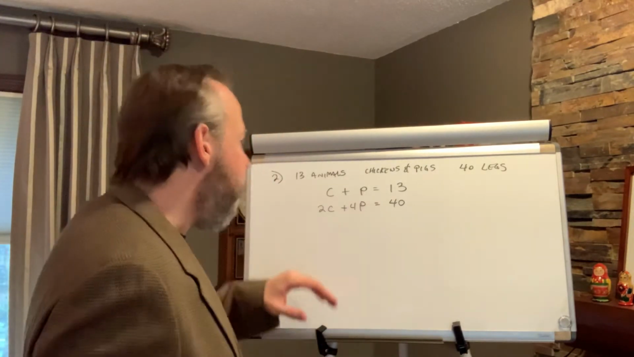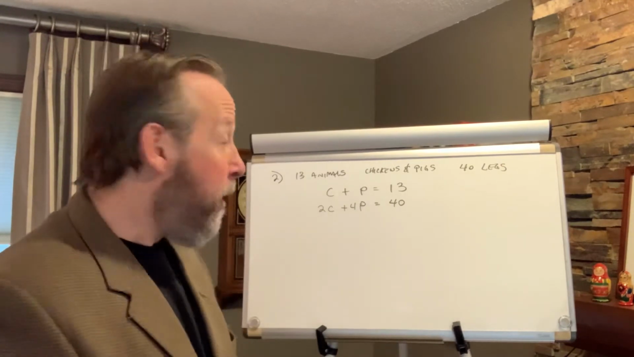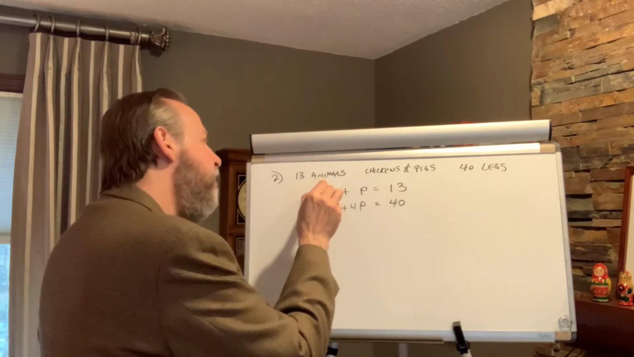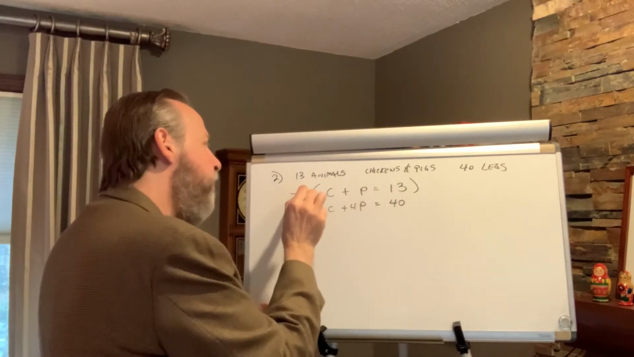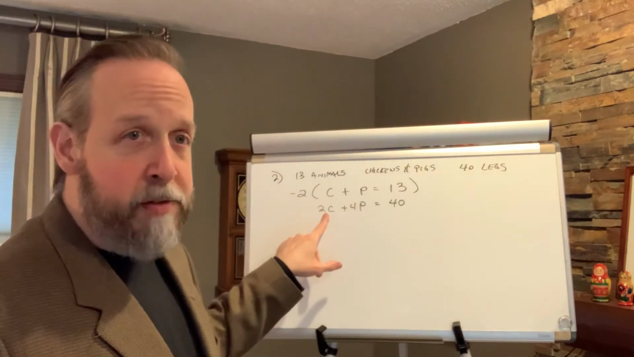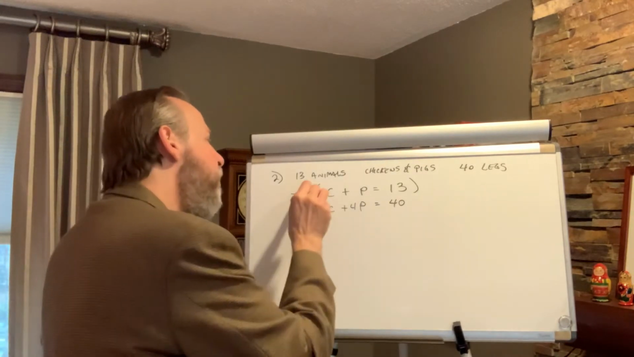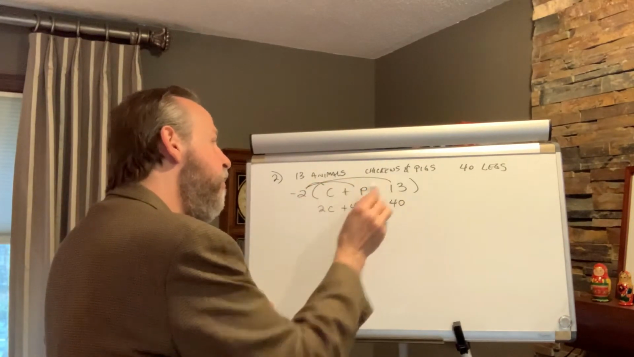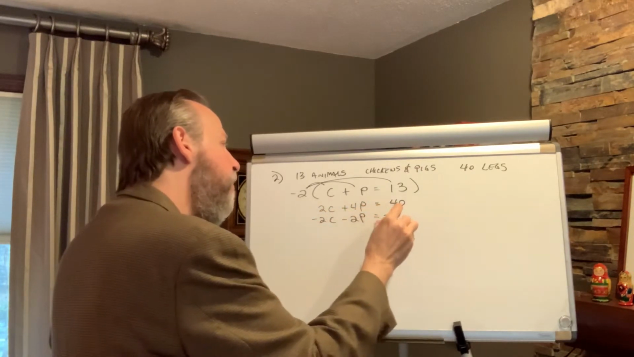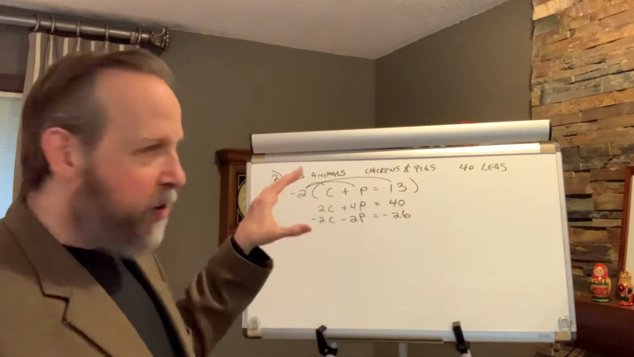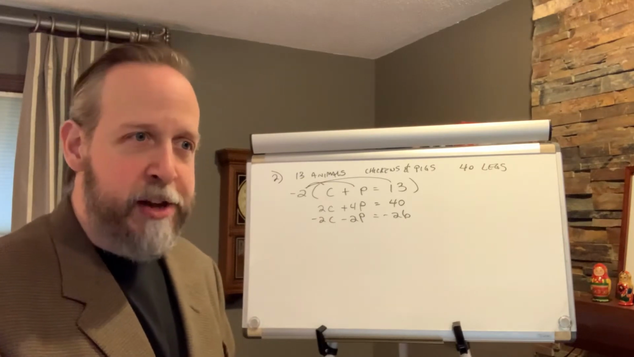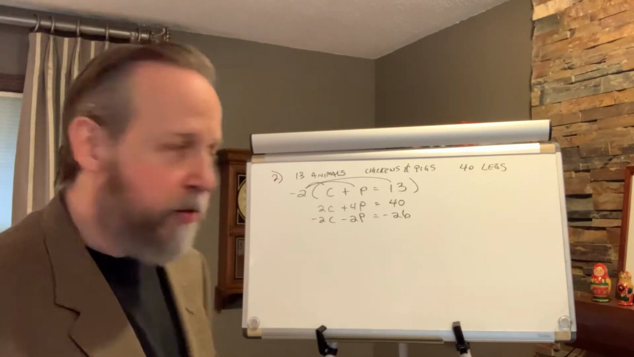I'm going to use the elimination method, which means I need to find an opposite variable pair, which I don't yet have. But I can certainly create it right over here by multiplying this top equation by the number -2. Why -2? Because I'm trying to create the opposite of +2c. Now I distribute that -2, which was, again, the elimination method. We have -2c minus 2p equals -26. So I've changed my equation using the multiple, which hopefully you understand and remember, it doesn't change the value of anything, it just changes its appearance.